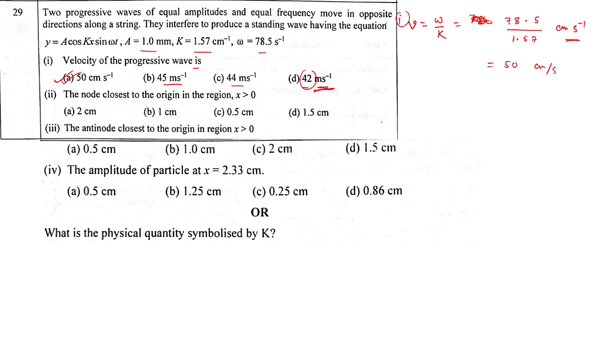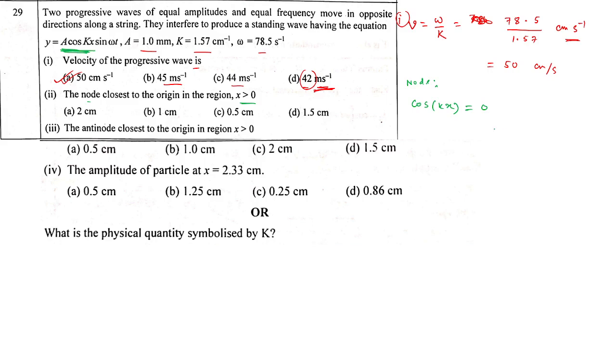It is the solution of question 1. Now let's move to solution 2. The node closest to the origin in the region x greater than 0. So we have to find the points where the nodes are situated. Nodes means the amplitude or the displacement will be 0 at all times. For that, a cos kx should be 0. That is, cos kx has to be 0 for a node.